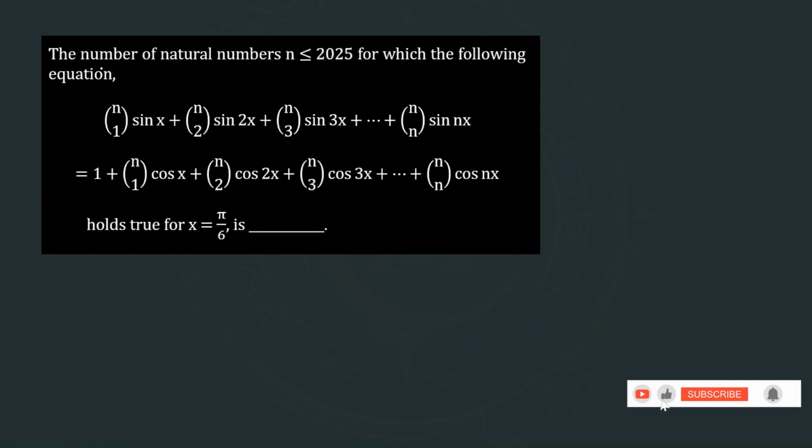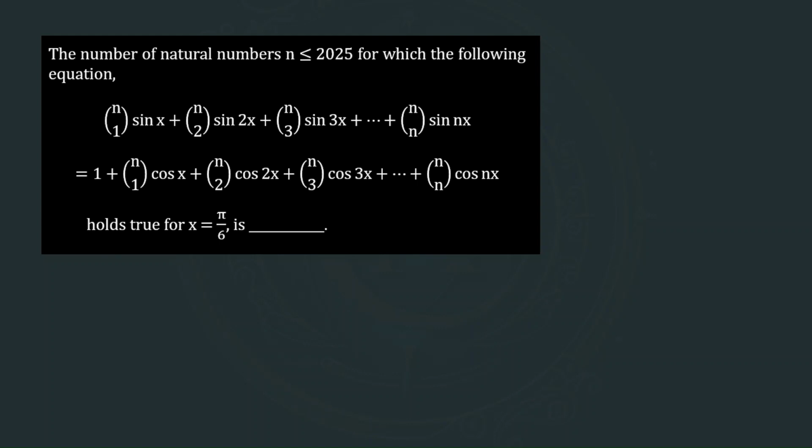Here it is saying: the number of natural numbers n less than or equal to 2025 for which the following equation, nC1 sin x plus nC2 sin 2x plus nC3 sin 3x plus so on up to nCn sin nx, is equal to 1 plus nC1 cos x plus nC2 cos 2x plus so on up to nCn cos nx, holds true for x equal to pi by 6. So we have to calculate the total number of natural numbers less than or equal to 2025 which satisfy this equation when x is equal to pi by 6.